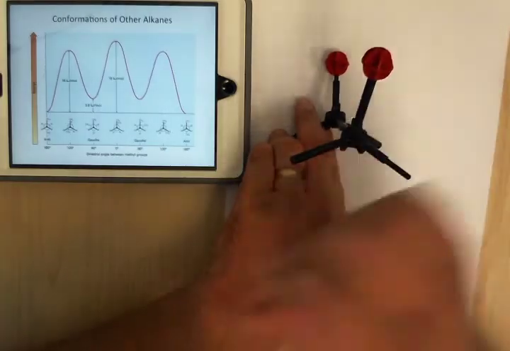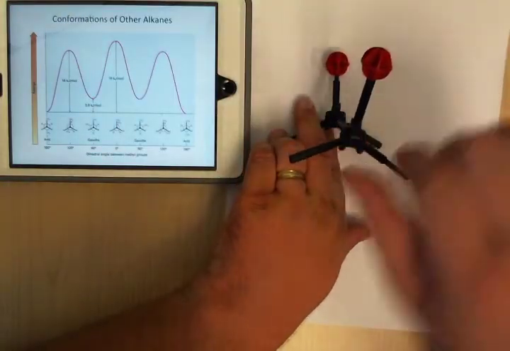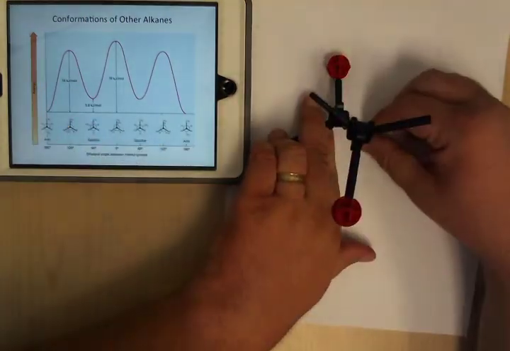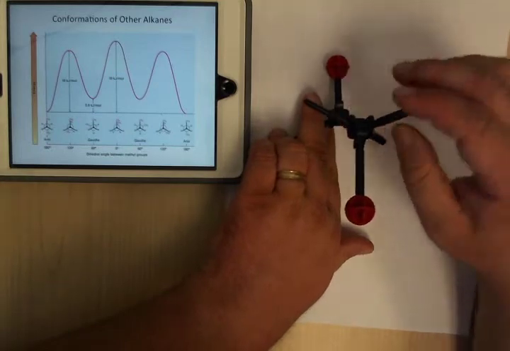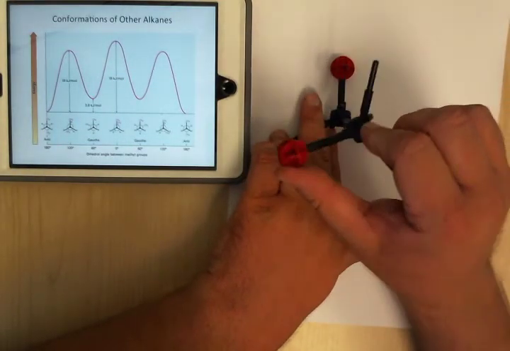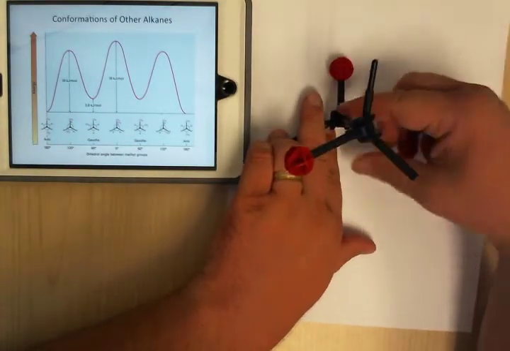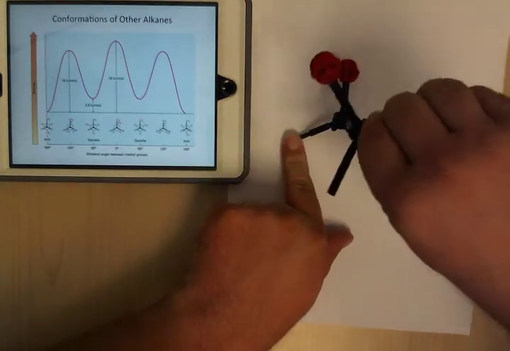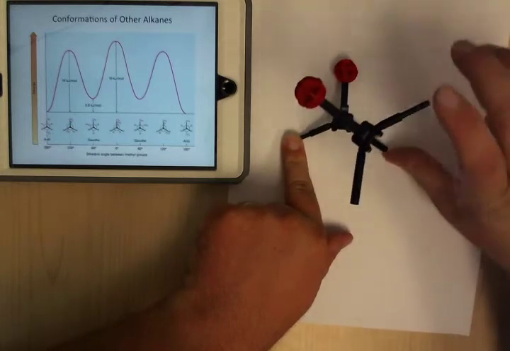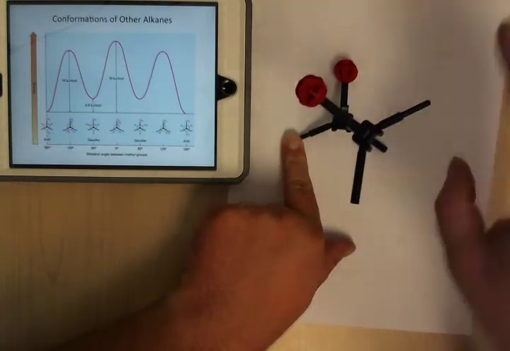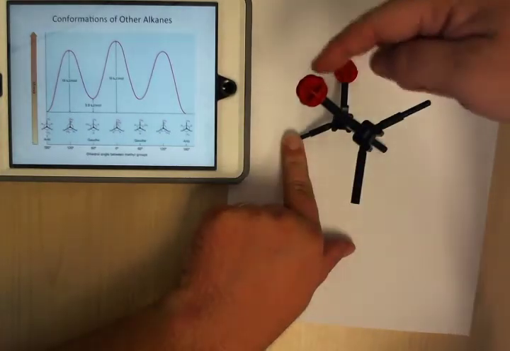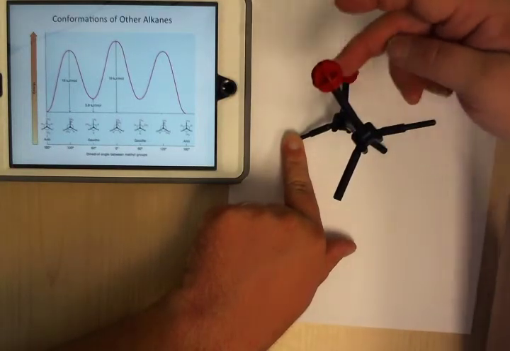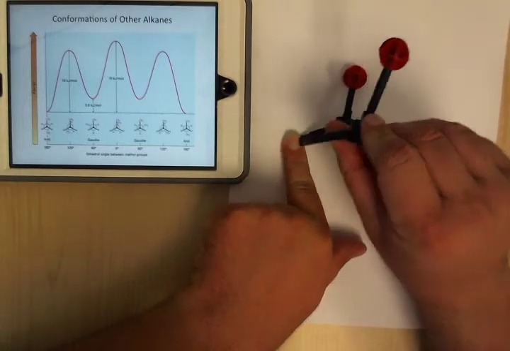So you have 19. When we start with the anti down here, this would be no strain energy. As you cycle this around, you have this interaction, this interaction, this interaction. It's worth 16. Now when you circle it around here, these steric interactions aren't there, but you still have one here, this gauche interaction. So that's worth 3.8. Now let's cycle it another 90 degrees.